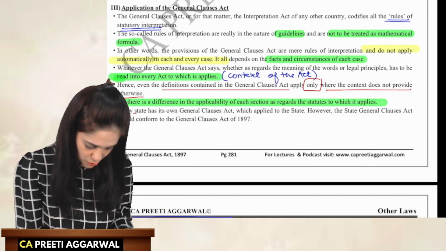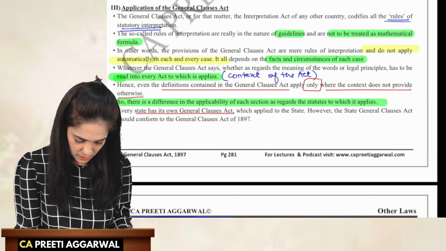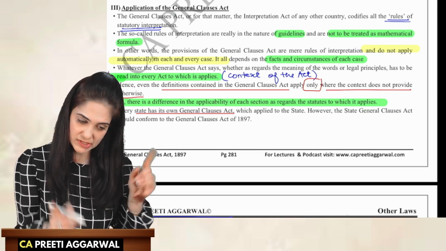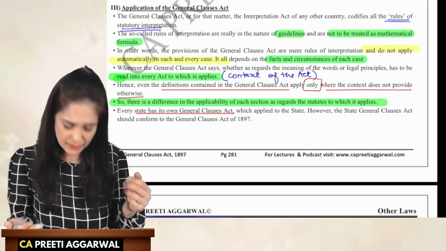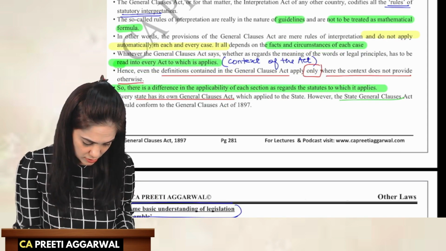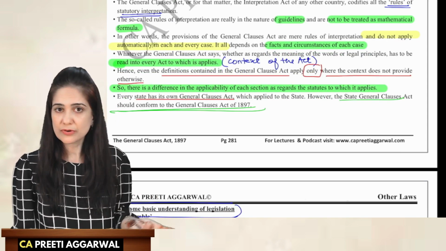Every state will also have its own General Clauses Act. So the state will have to follow the state Act as well as the central one, which we are studying. We are studying the central General Clauses Act. The state General Clauses Act should also conform to the General Clauses Act.